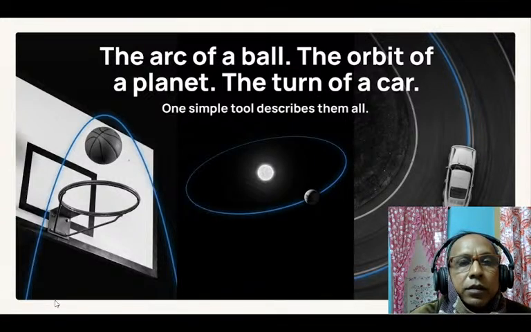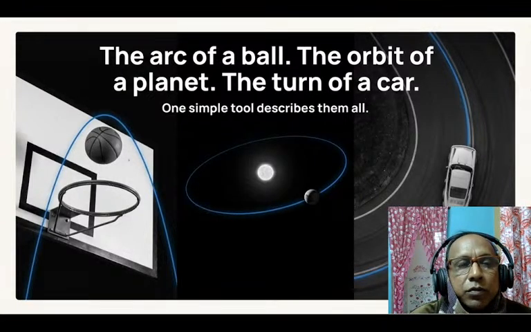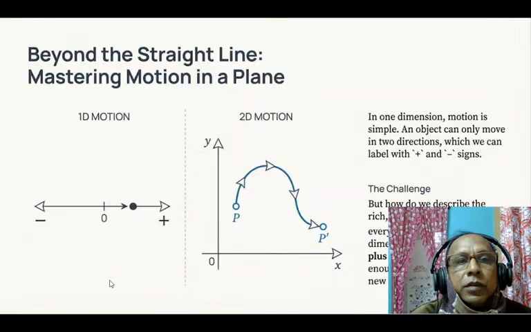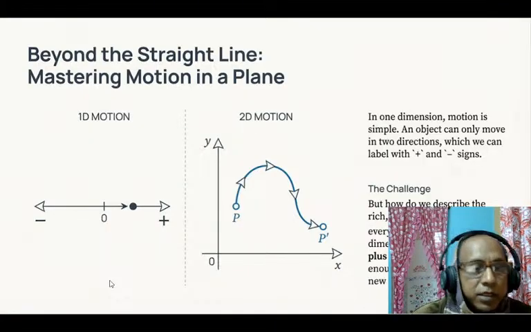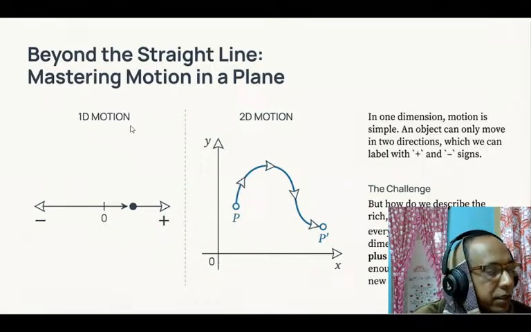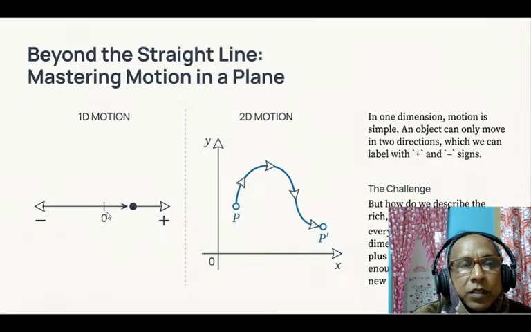See here, that one simple tool that describes everything. Beyond the straight line, mastering motion in a plane. This is one-dimensional motion. This is 0, this is positive, this is negative.